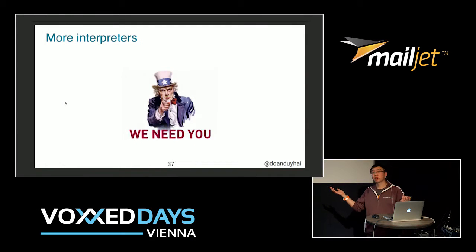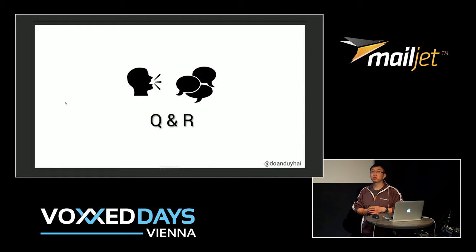And of course, more interpreters. And we depend on the community. So if you find that there's some missing interpreter, for example, I don't know, for whatever new technology you want, just write your own and submit a pull request. Okay. Question?